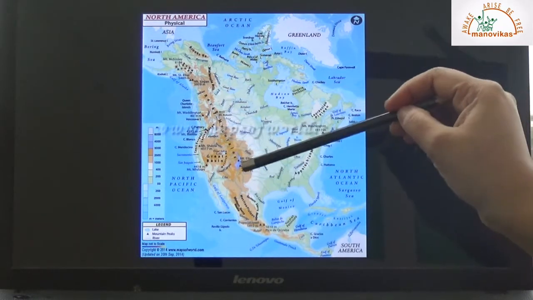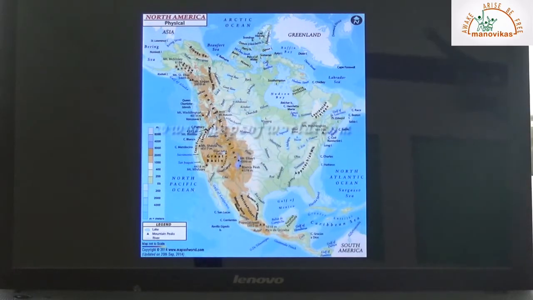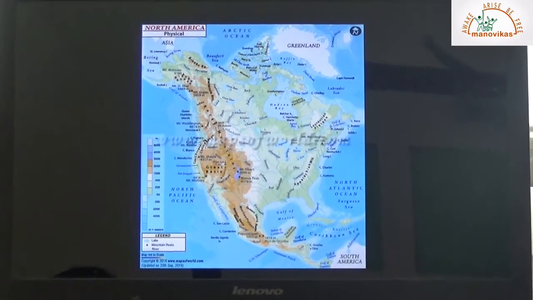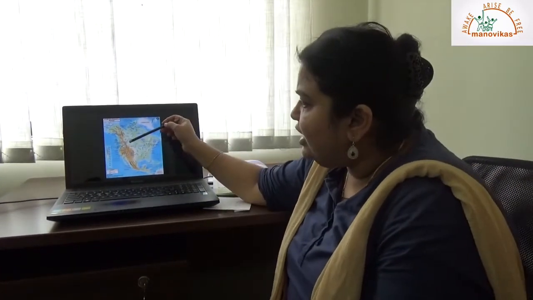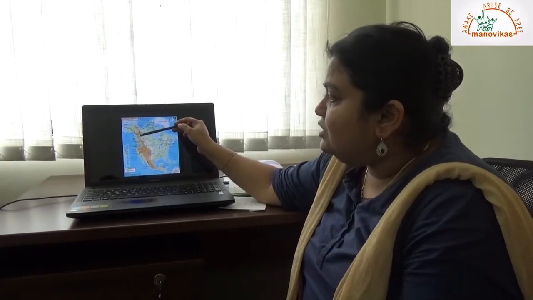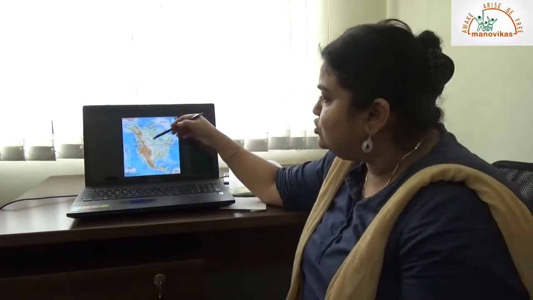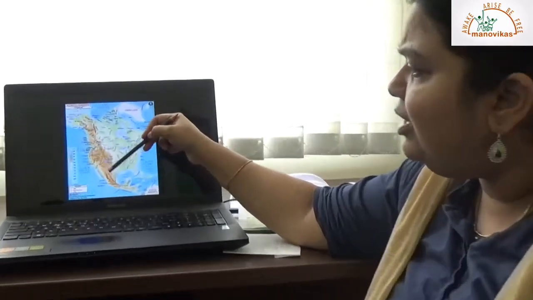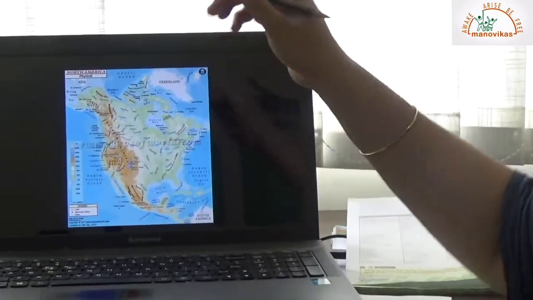Okay, now as I said earlier, these plateaus are intermountain plateaus, which are surrounded by mountain ranges. So as we have understood about the Western Cordilleras, and we said that the Cordilleras is a parallel range of mountains intervening with the location of plateaus. So the plateaus are in between, and there are many mountain ranges which are surrounding this.